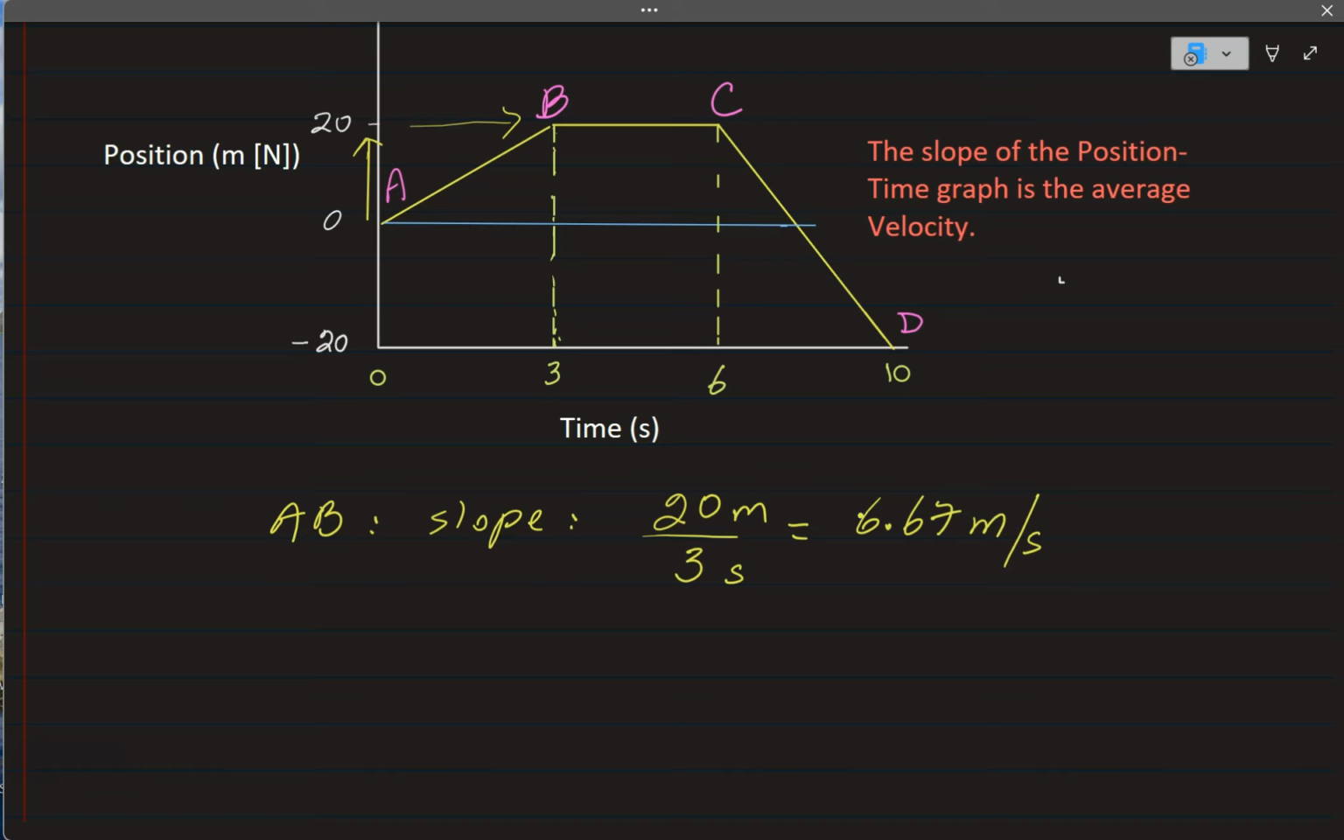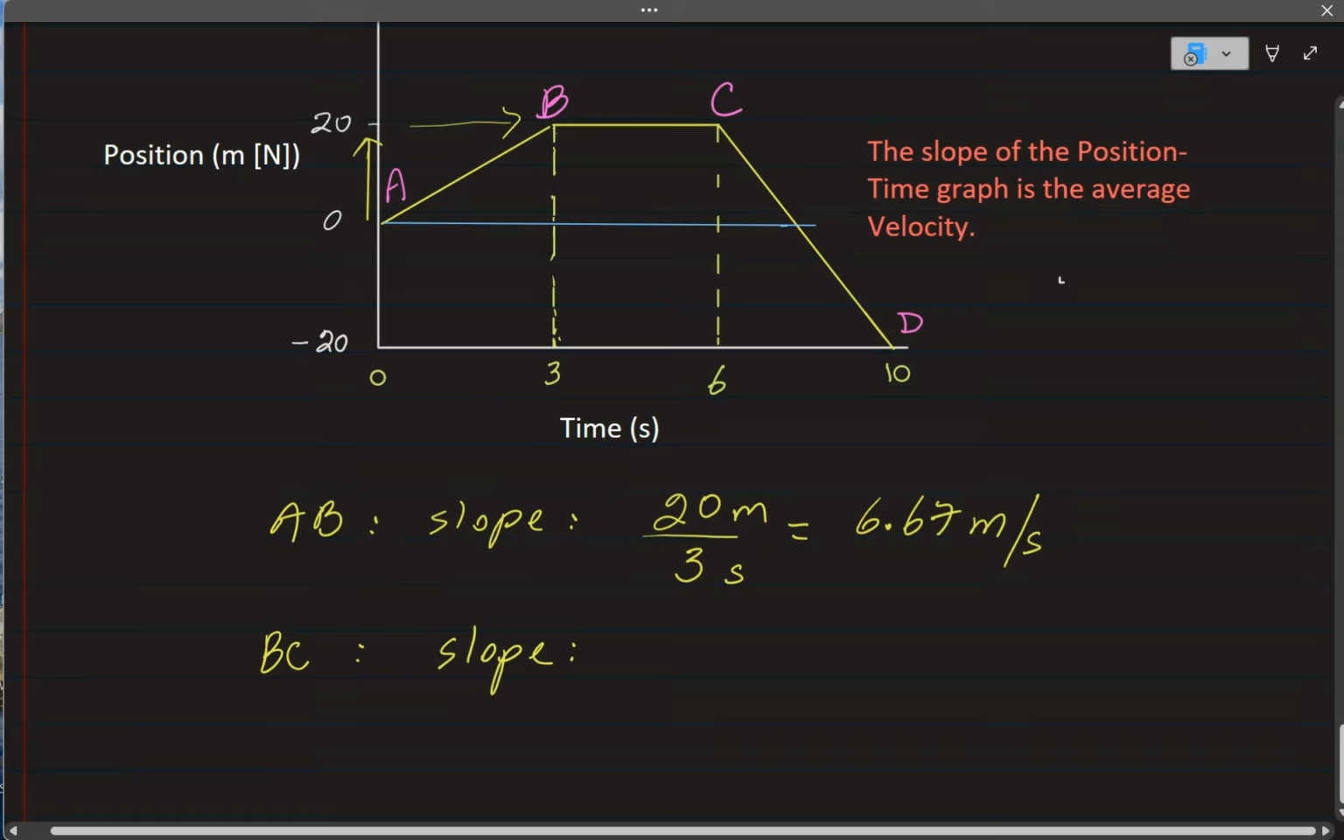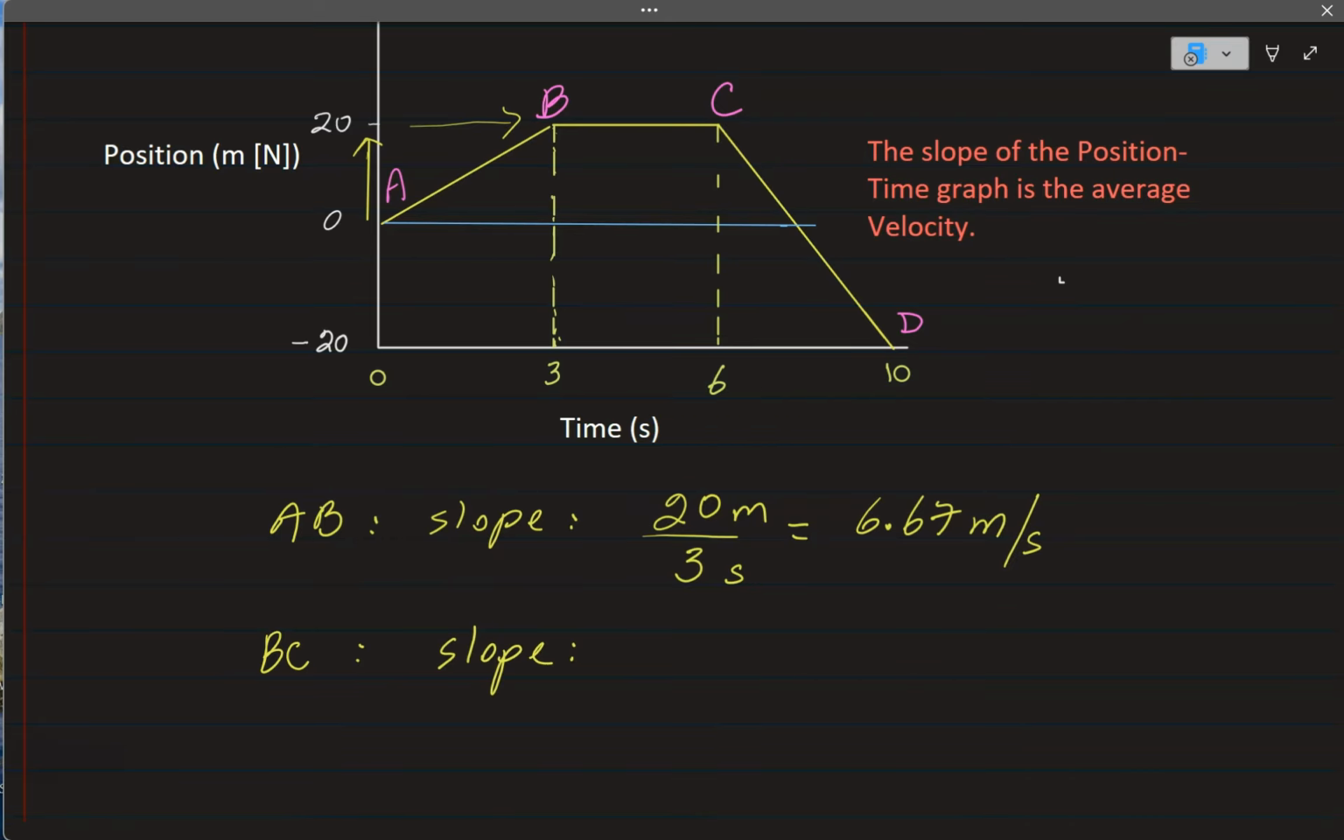Now let's go to BC. What is the slope of that interval BC? Well, it's a horizontal line. What is the slope of a horizontal line? It is 0. But let me show you why it is 0. Now, the distance is 20. Remember the displacement. Sorry, I've got to be careful here.